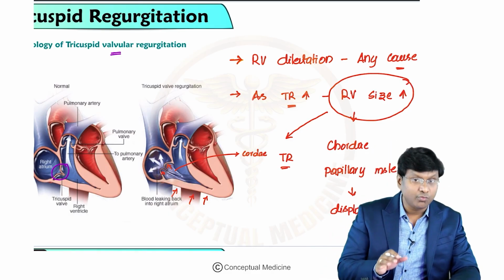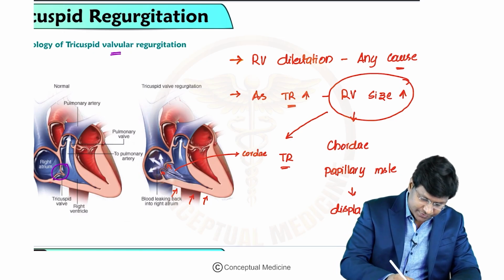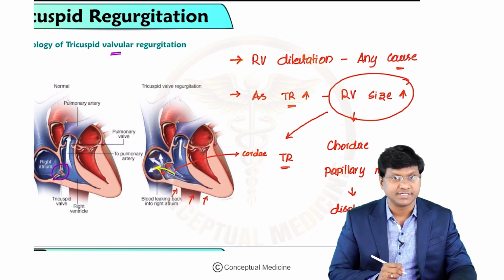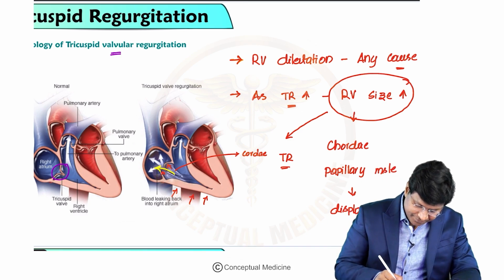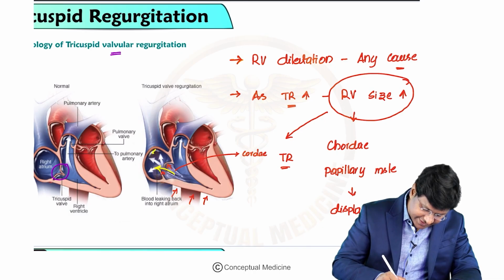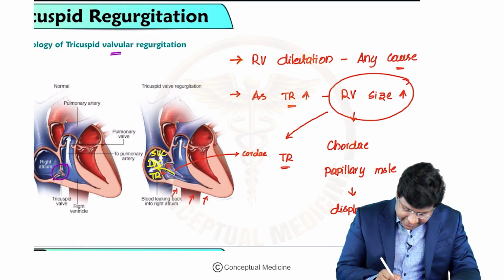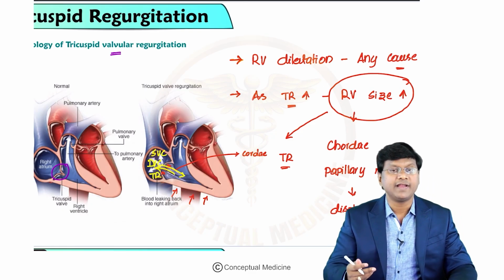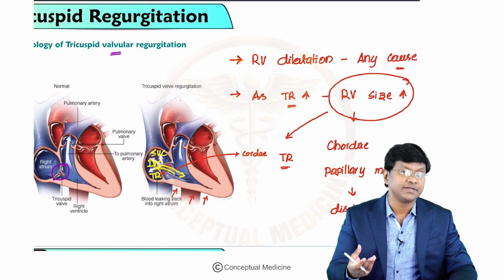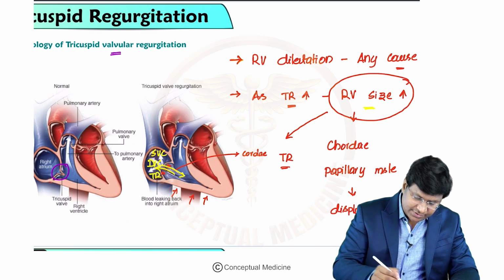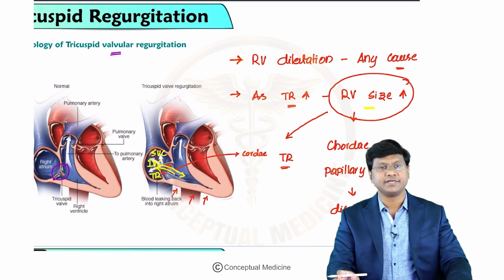Now why is the right ventricular size increasing? Let me explain. The blood from the right ventricle will enter the right atrium during RV systole, and during RV systole the right atrium is receiving the SVC blood, the IVC blood, and the tricuspid regurgitant blood. So the quantity of blood within the right atrium is more. Subsequently, when this entire blood enters the right ventricle, the size of the right ventricle is abnormally dilated. So whenever the right ventricular size increases, that will further worsen the tricuspid regurgitation.